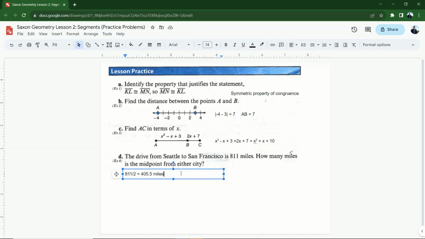The hardest type of problem, I would say, is part C, just because it's calling on some old algebra skills when you're combining like terms. Other than that, though, this is a pretty straightforward assignment. Have fun working the problem set related to lesson 2.